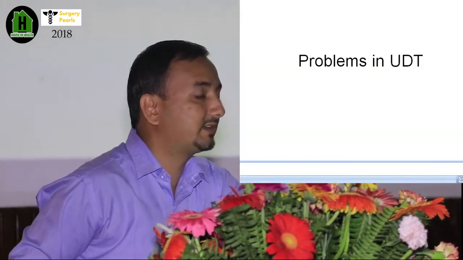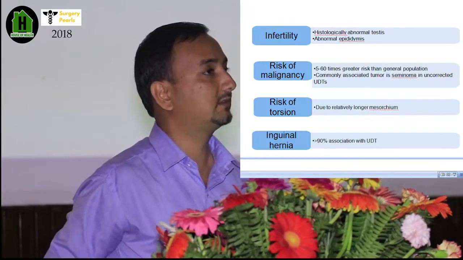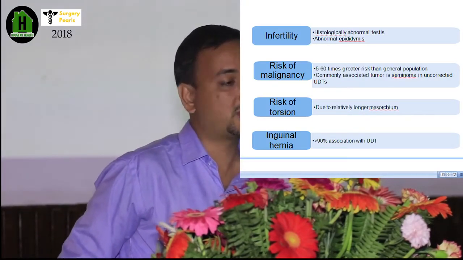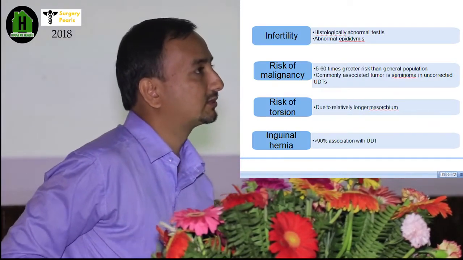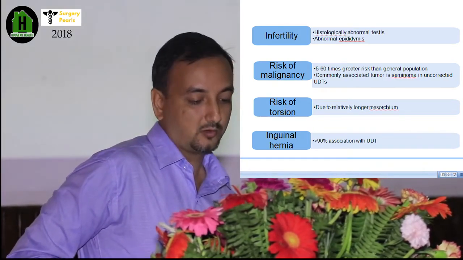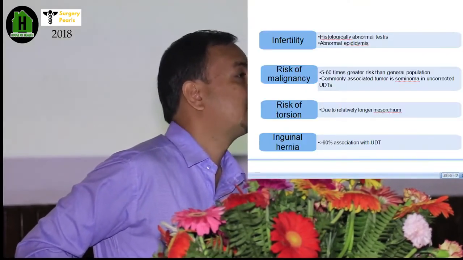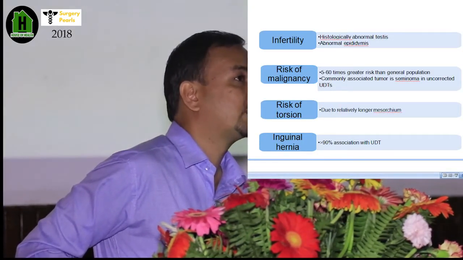So what are the problems in an undescended testis? The first problem is infertility, because the undescended testis is histologically abnormal and the epididymis is also abnormal. Number 2 is risk of malignancy, as you all know. The risk of malignancy is 5 to 60 times. Some series have shown up to 60 times increased risk than the general population in a cryptorchid testis. And the most commonly associated tumor in an uncorrected undescended testis is seminoma, and in a corrected testis, non-seminomatous lesions.